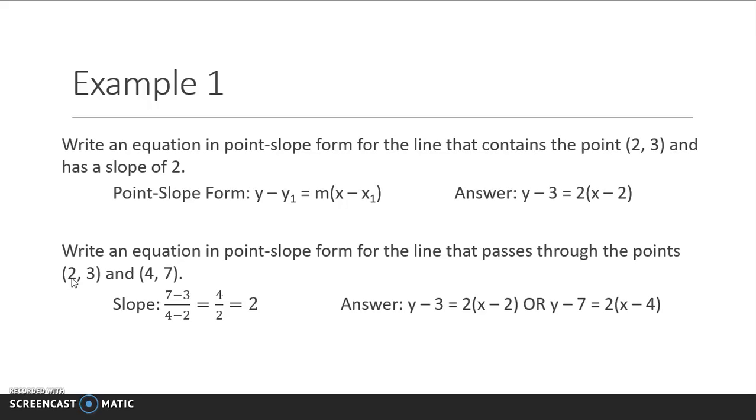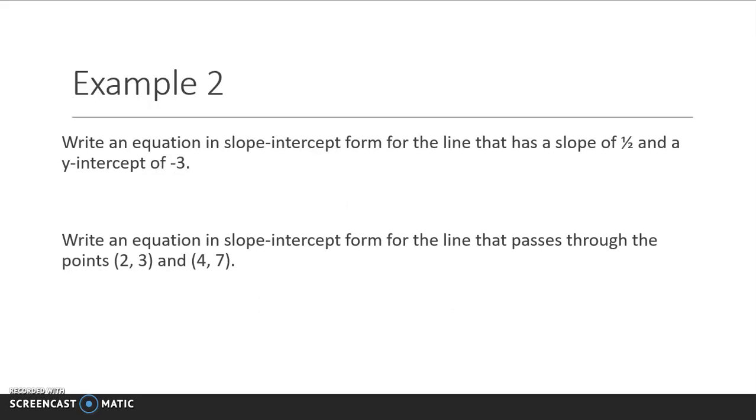So let's take a look now at some examples of slope-intercept form. The first part of the question says to write an equation in slope-intercept form for the line that has a slope of 1/2 and a y-intercept of -3. So just like we did in that first question on the previous one, all we need to do is recall the slope-intercept form equation, and then we just need to plug in the values that we've been given.